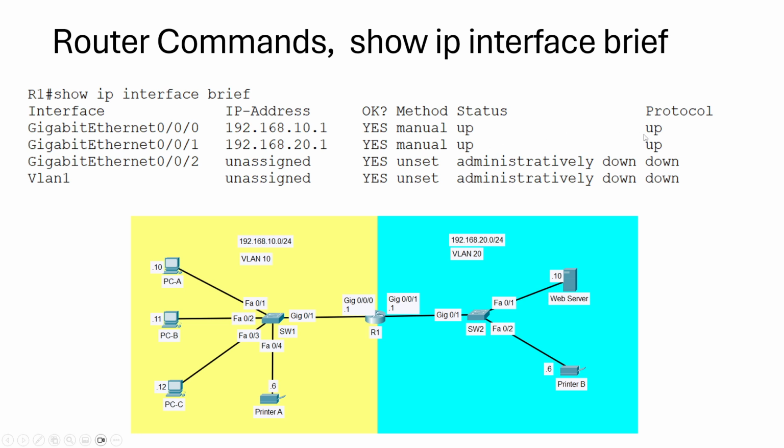And then it shows the status being up and up. And you can see here gigabit 0/2 is administratively down. It tells us right there that link is not up. If we were trying to use that link, we'd say there's a problem there.